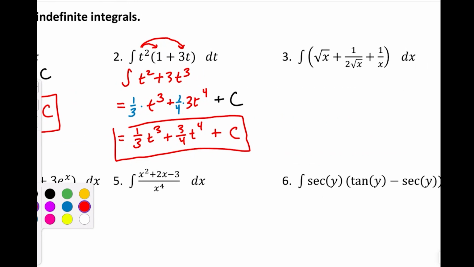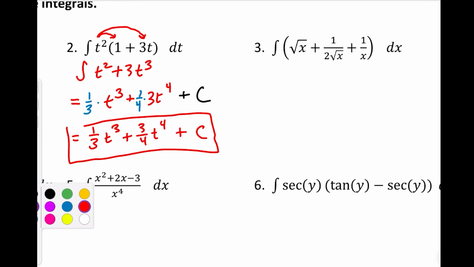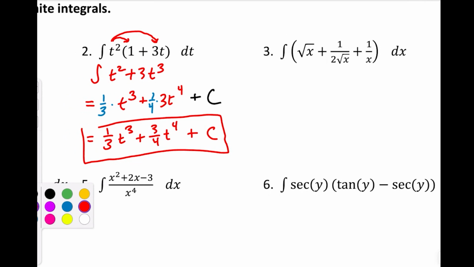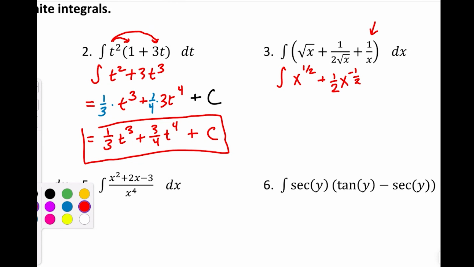Number three. We've got the integral of, we've got 1 over x in here. This is going to cause us to use our natural log integral. But we'll get there when we get there. First, I'm going to rewrite this as x to the 1/2 plus 1/2 times x to the negative 1/2 plus, I'm actually going to leave 1 over x the way it is.